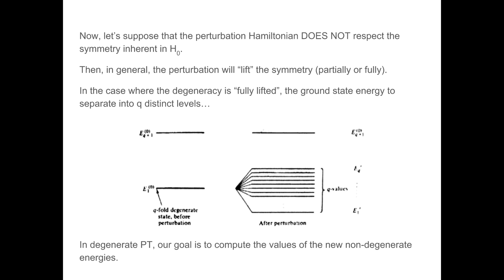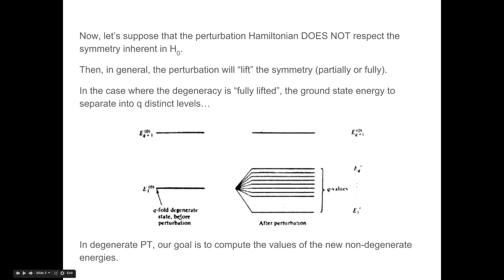But now let's suppose that we add on that perturbation Hamiltonian, and that perturbation Hamiltonian doesn't respect the symmetry that's inherent in our simple Hamiltonian piece. And like I said, in general, this perturbation is going to distort the symmetry, but lift the degeneracy. It might partially do it, or it might fully do it. So if you start with Q distinct states that all have the same energy, depending on the perturbation that you add, it could split into Q separate states. And that's the case that I have depicted here.